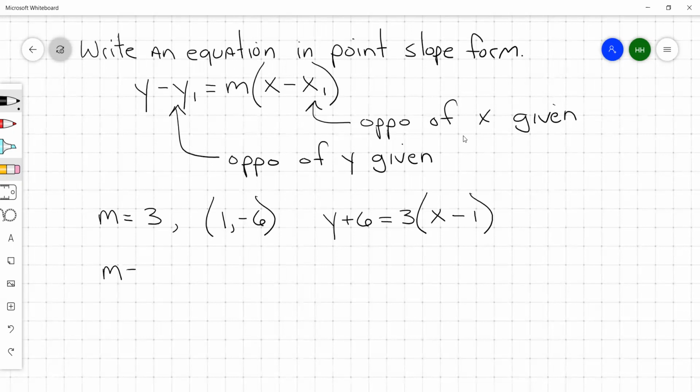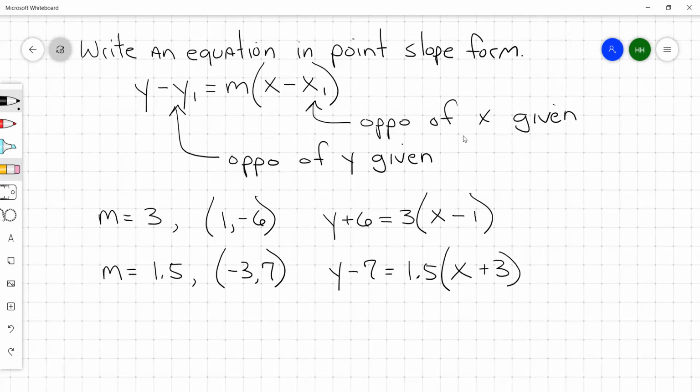If you're given an m of 1.5 and a point -3, 7, again, it's the letter y, the opposite of the y value given. So it's y -7 equals the slope, 1.5, left parenthesis and the letter x, and then the opposite of the x value given. So this would be +3. Any questions there?